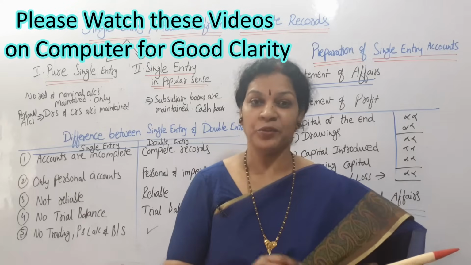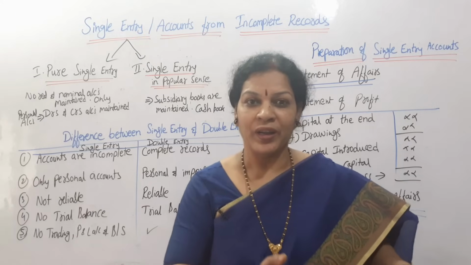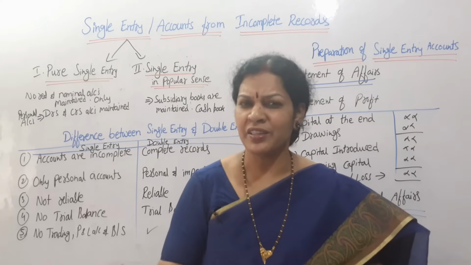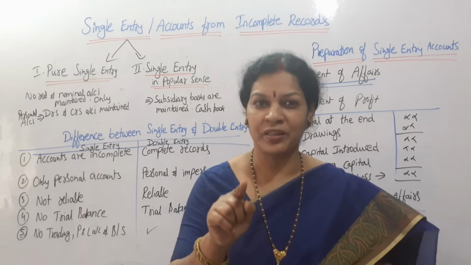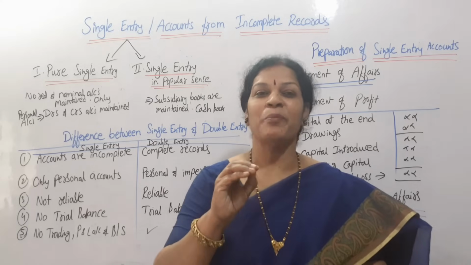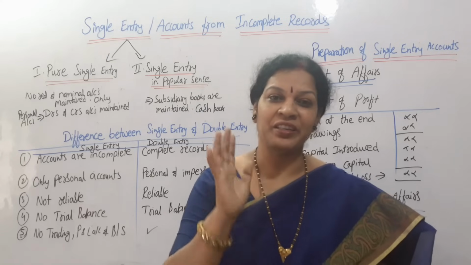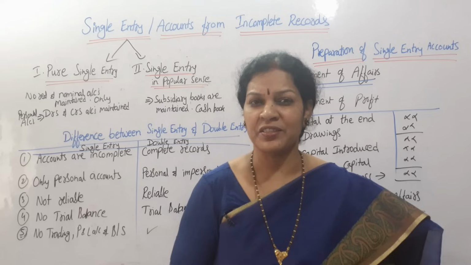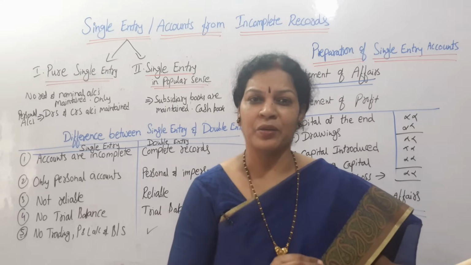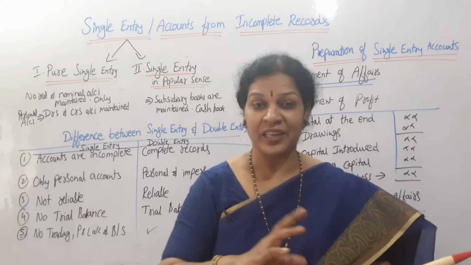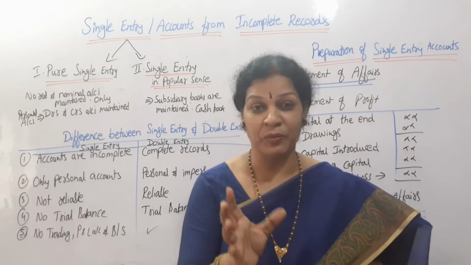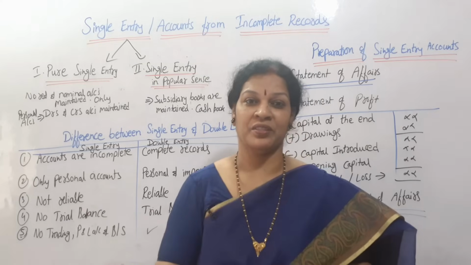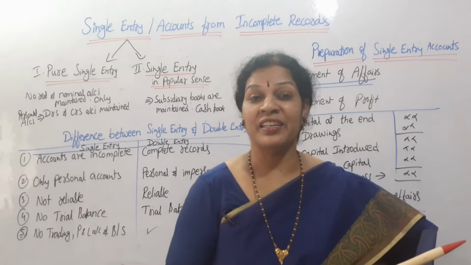Single entry, you know double entry system. Where double entry system is not followed properly, that is single entry system. Single entry does not mean that debit or credit is missing. It will be there, but purely it is not following the double entry system. Then we can say it is a single entry system. In fact, in single entry system, we take only the personal accounts like debtors, creditors, this kind of personal information, personal accounts we consider, but we ignore the nominal and real accounts. That is why we say it is a single entry system.